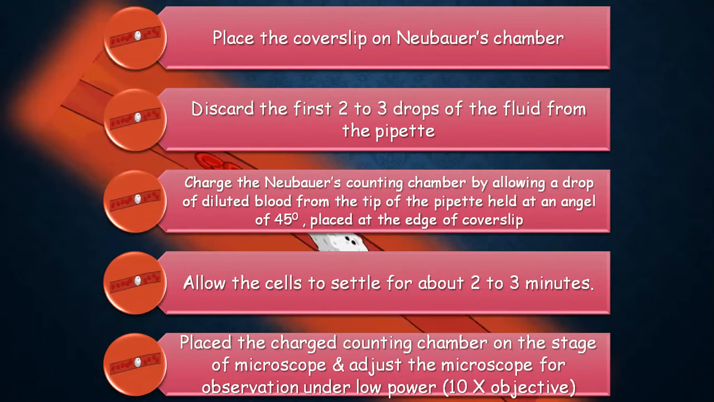Place the cover slip on the Neubauer's chamber. Discard the first 2 to 3 drops of the fluid from the pipette. Next, charge the Neubauer's counting chamber by allowing a drop of diluted blood from the tip of the pipette held at an angle of 45 degrees. Place it at the edge of the cover slip. Next, allow the cells to settle for about 2 to 3 minutes. Next, place the charged counting chamber on the stage of the microscope and adjust the microscope for observation under the low power, which is the 10x objective.